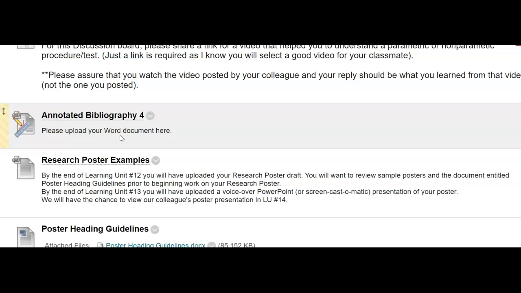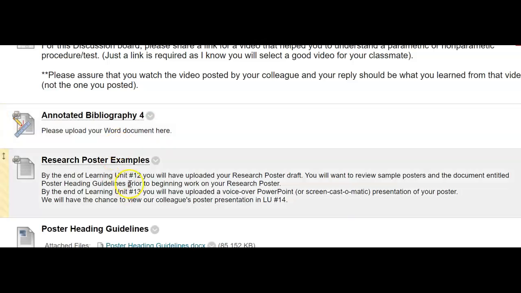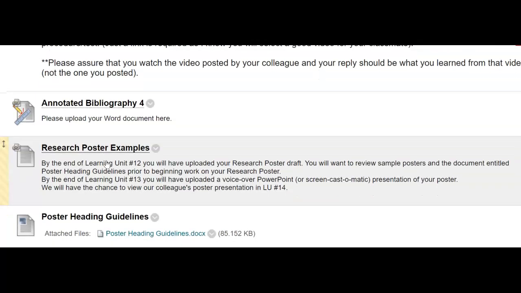However, I do want to take you through right now preparation, because this is learning unit number 10. In learning unit number 11, you're going to be doing an evidence-based practice assignment. We'll go more into that. But by the end of learning unit number 12, you're going to have uploaded your research poster draft. So you want to make sure that you're, number one, clicking on here, reviewing the research poster examples, and there's oodles of them. So look through that, and then I want you to look through the poster heading guidelines.